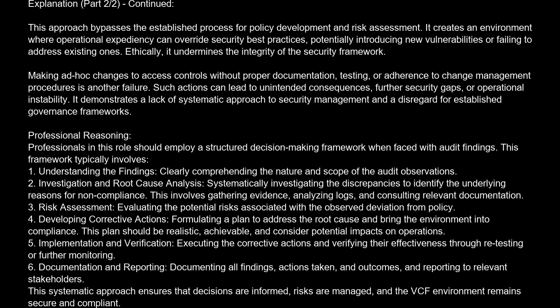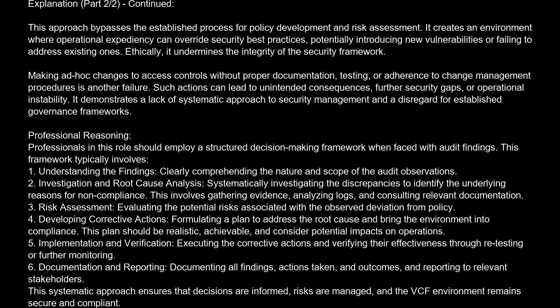Professional reasoning. Professionals in this role should employ a structured decision-making framework when faced with audit findings. This framework typically involves: 1. Understanding the findings, clearly comprehending the nature and scope of the audit observations. 2. Investigation and root cause analysis, systematically investigating the discrepancies to identify the underlying reasons for noncompliance. This involves gathering evidence, analyzing logs, and consulting relevant documentation.